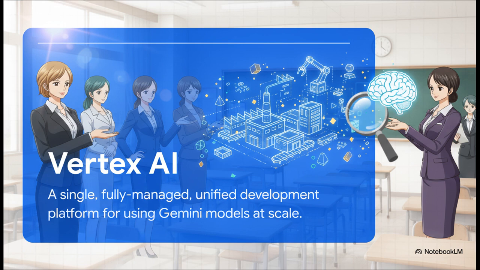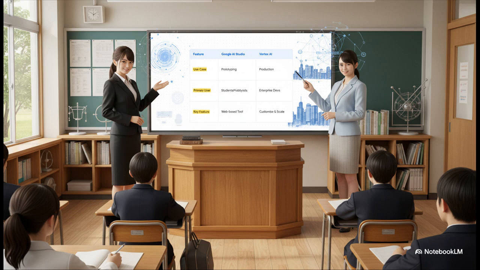If AI Studio was the sandbox where you play and build sandcastles, Vertex AI is the whole factory. It's a fully managed environment where you can access Gemini models, sure, but you can also customize them, tune them, and deploy them to millions of users. It's the real deal. So, to put it all together, AI Studio is all about prototyping and experimenting. It's perfect for students and hobbyists who just need a quick, easy way to start. Vertex AI, on the other hand, is for production and deployment. It's the whole platform for serious enterprise developers who need to customize and scale their work. The big takeaway is super clear. Start in the studio, and when you're ready to go big, you graduate to Vertex.